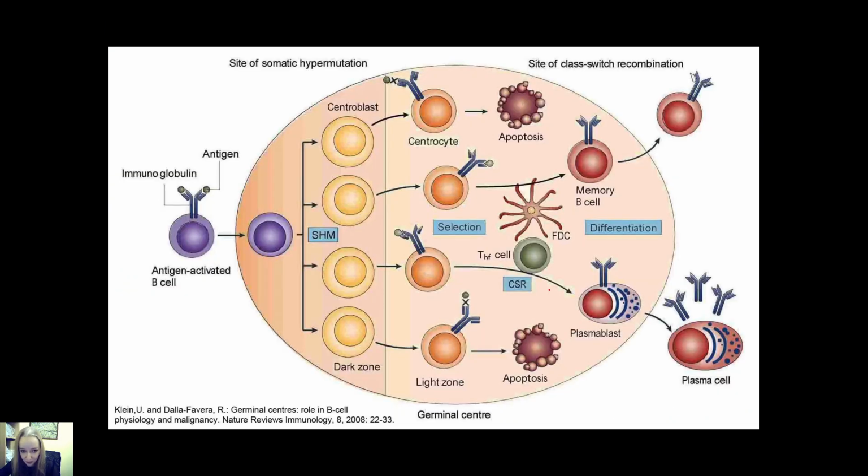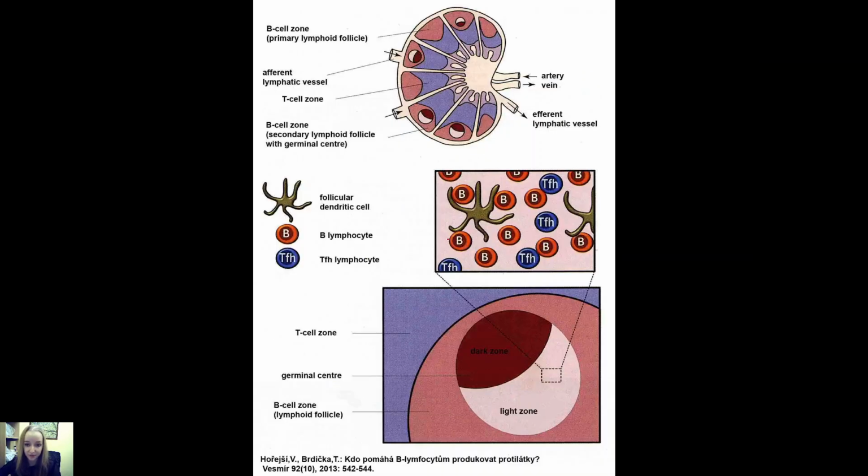Once again, we have it right here, a dark zone which contains centroblasts. There are many of them, and the light zone with a lower amount of centrocytes, because many centroblasts died here in the dark zone. And these centrocytes will either undergo apoptosis, once again because they are not good enough, or they become a memory cell, or they become a plasma cell. Okay, so you should know at least these basic types of cells here in the germinal center.